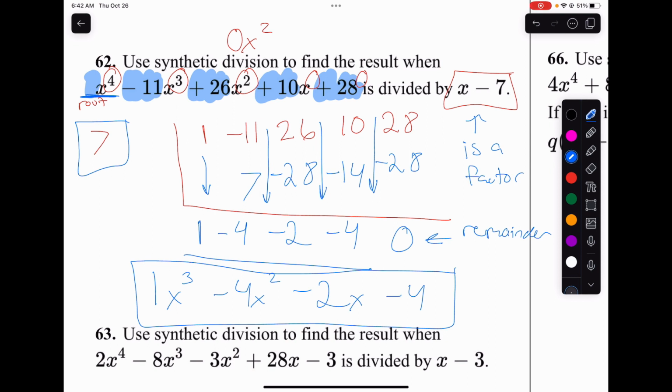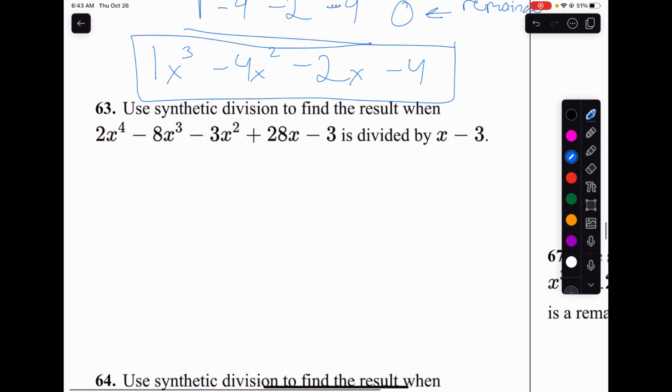Again, I recognize that this is probably scary looking, but you'll get the hang of it. All right, so let's go ahead and try another one. Again, we set this equal to 0. So our root is going to be 3.